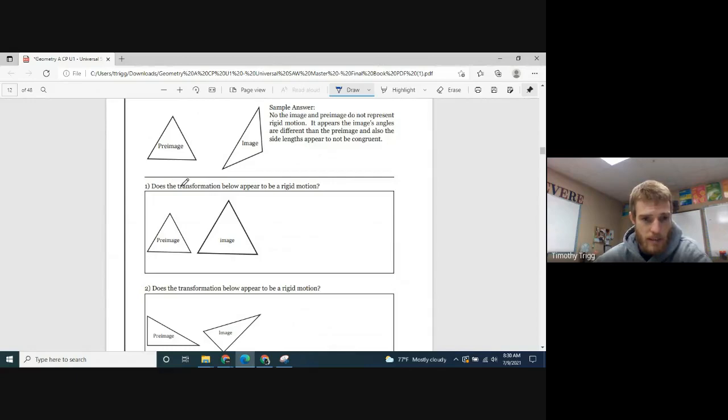So for number 1, it says, does the transformation below appear to be rigid motion? So here's the starting one, the pre-image, and then it went to this image. So if we start here and we end up there, did we keep the same size, same shape? Well, no. So is this rigid motion? Remember, rigid motion means it's going to keep the same size, same shape. So this would be no. This is not rigid motion. Okay? No, because the image is larger than the pre-image.